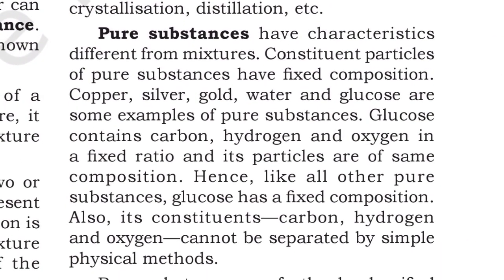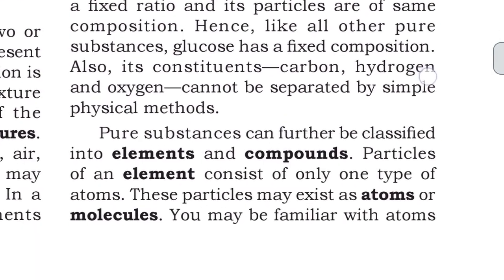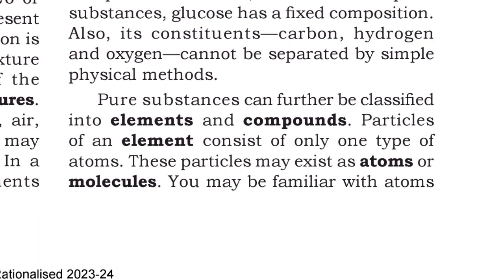Pure substances have characteristics different from mixtures. Constituent particles of pure substances have fixed composition. Copper, silver, gold, water, and glucose are some examples of pure substances. Glucose contains carbon, hydrogen, and oxygen in a fixed ratio, and its particles are of same composition. Hence, like all other pure substances, glucose has a fixed composition. Also, its constituents carbon, hydrogen, and oxygen cannot be separated by simple physical methods.